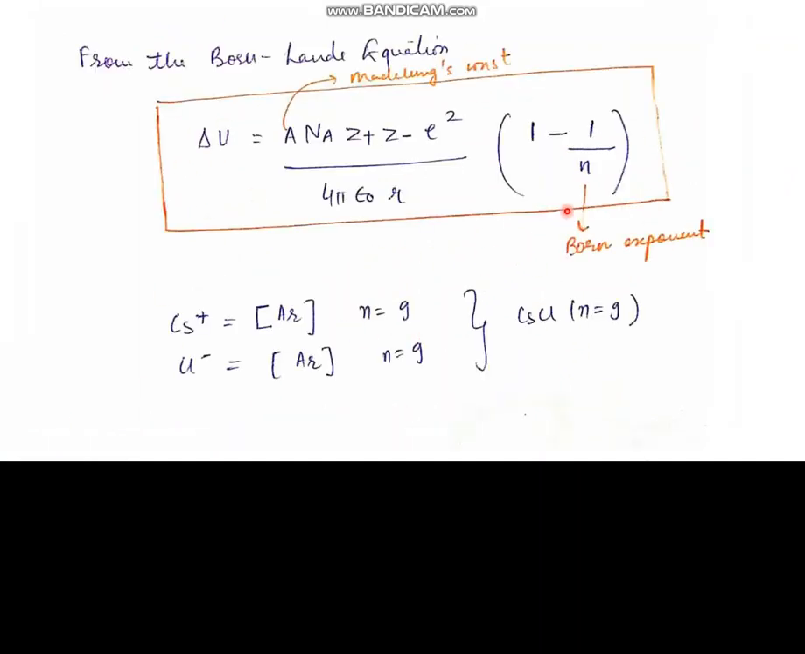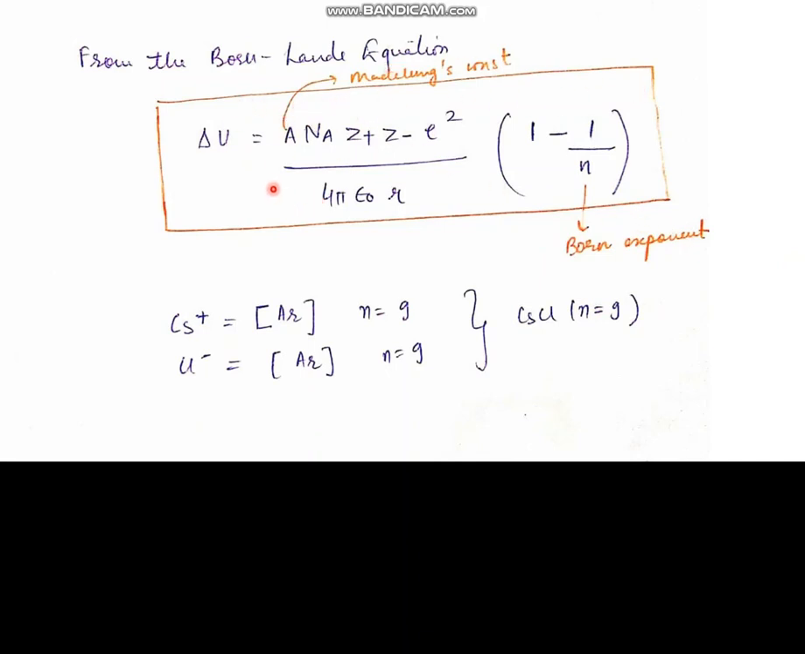And we all know that this is the Born-Landé equation: ΔU equals A N_A Z+ Z- e^2 over 4 pi epsilon r, times (1 minus 1 by n). So this is the value of your Born exponent, and A represents your Madelung constant.